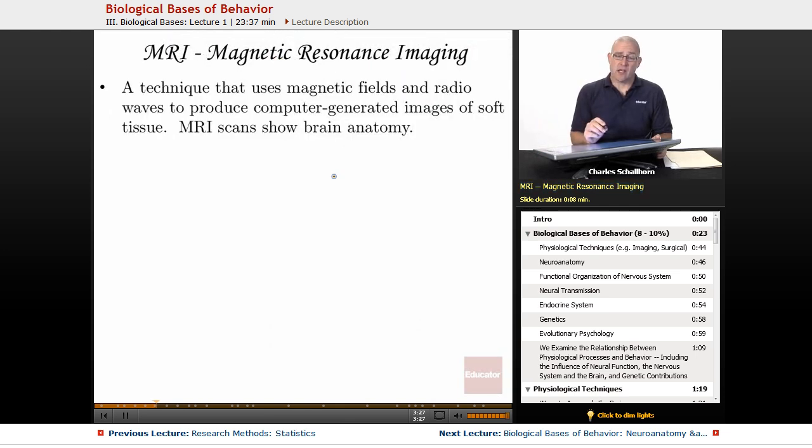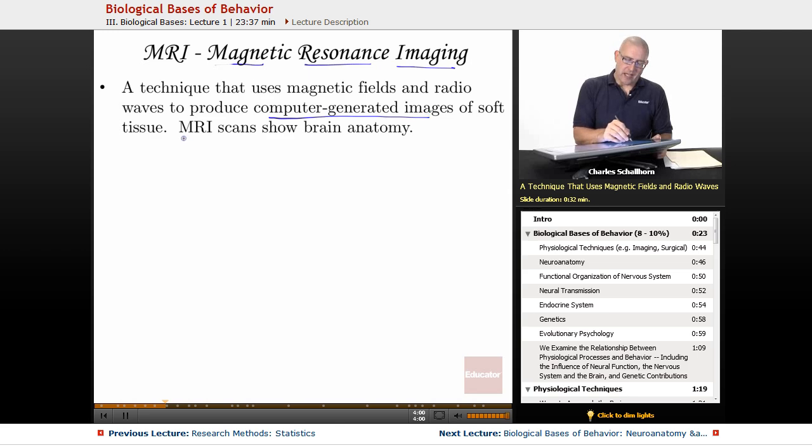A second form is the MRI, magnetic resonance imaging. That's a technique that uses spinning magnets and magnetic fields and radio waves to produce computer-generated images of soft tissue. When I blew out my left knee a number of years ago, they stuck me in an MRI machine so that they could look at the soft tissue of my knee. They had taken an x-ray. I didn't break any bones, but they wanted to look at the ligaments and the tendons to see what I had done. And of course, I tore my ACL.